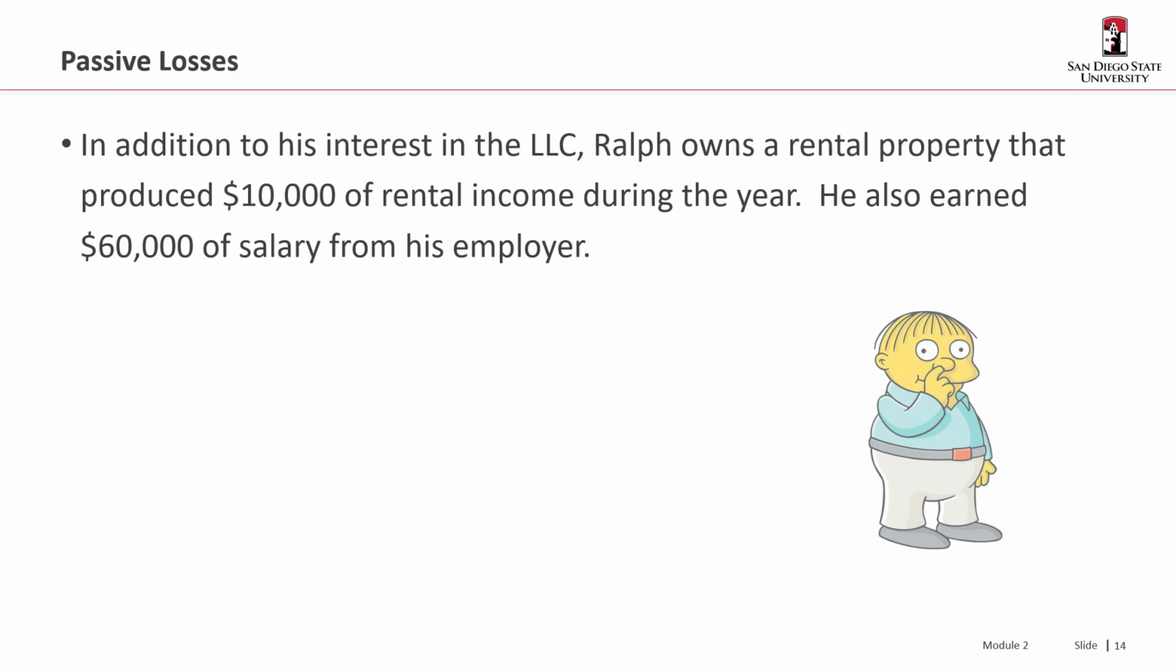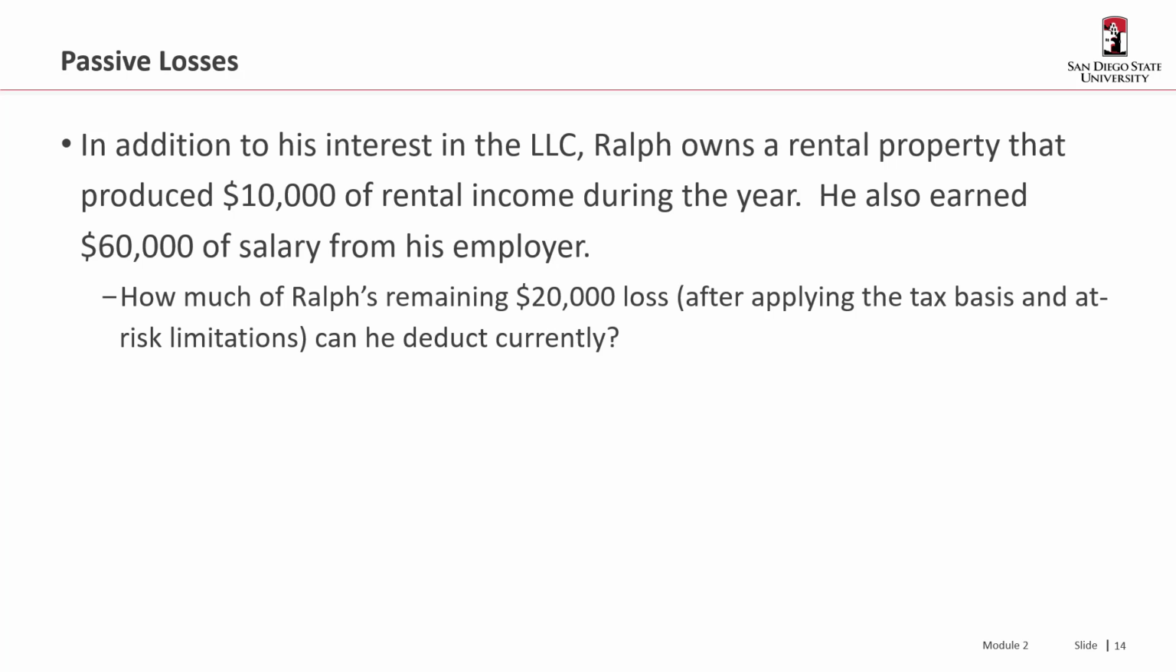Okay, so let's say that in addition to his interest in the LLC, Ralph owns a separate rental property that actually produced $10,000 of rental income during the year. And he also earned $60,000 of salary from his employer. Okay, so how much of that remaining $20,000 loss, after we apply the basis and at-risk limitations, which don't change as a function of what we have here, how much of that $20,000 loss can he now deduct?